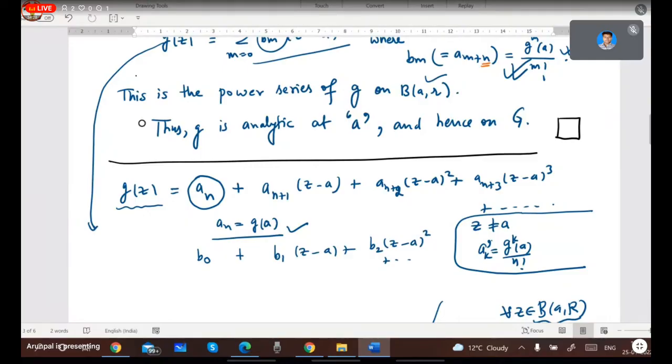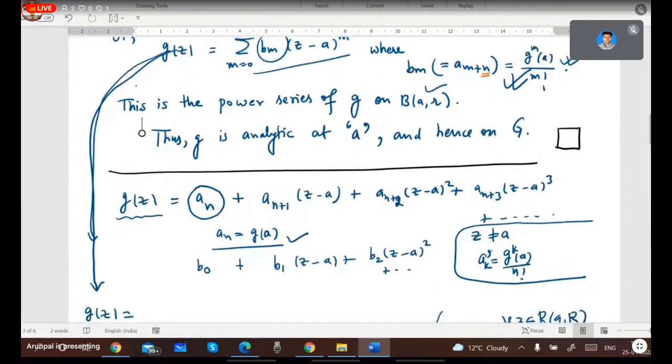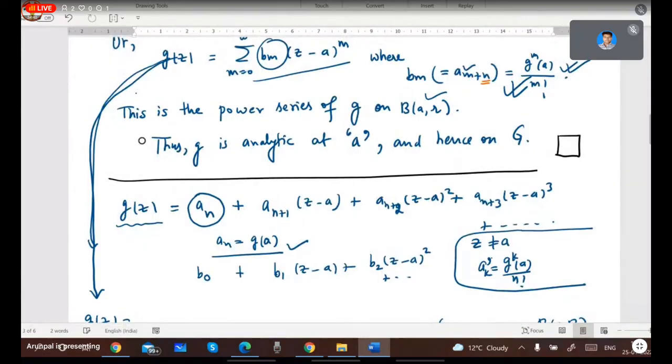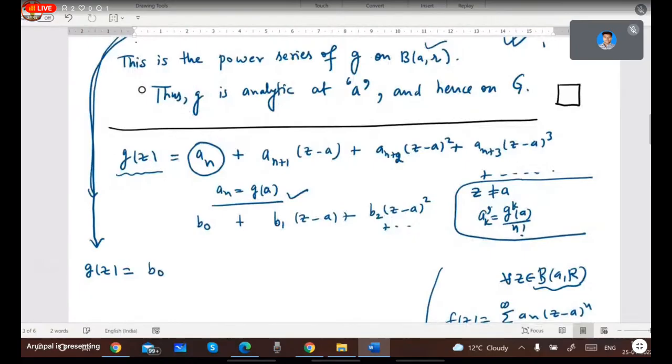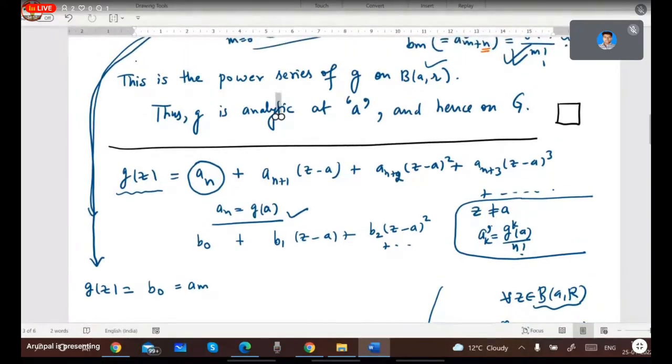So what I have done is, to give it a proper form, now you focus on this. If you open g(z) equal to the sum, now you take m equal to 0. So class, if you take m equal to 0, it will be a_m. Yes or no? g(z) is equal to b_0 is equal to a_n. Yes or no, class? a_n. And class, what is a_n? This is g(a).